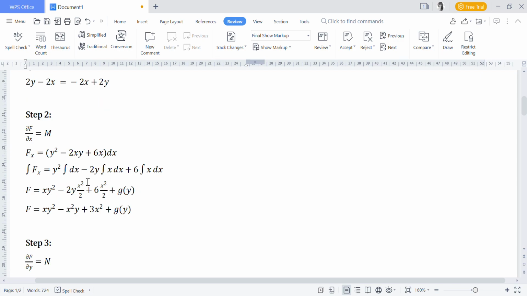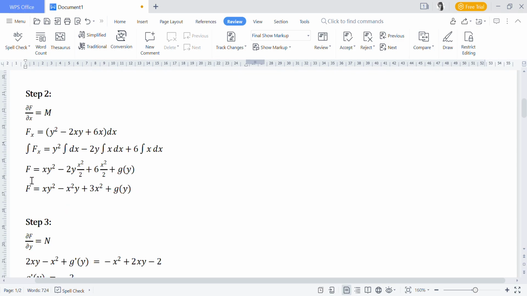So we will have the integration of f of x equals, since y squared is constant, this will be moved out of the integral sign. So we will have y squared times the integral of dx, minus 2y times the integral of x dx, plus 6 times the integral of x dx. So now we will have f equals, the integral of dx is simply x. So we have x times y squared, which is xy squared.